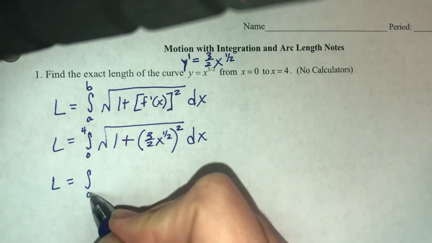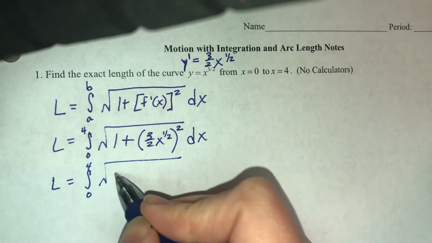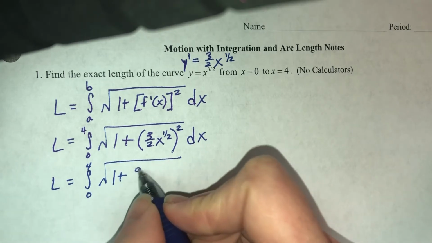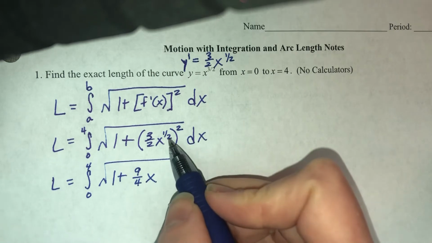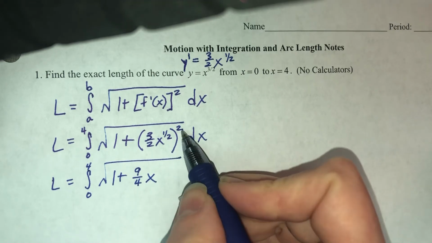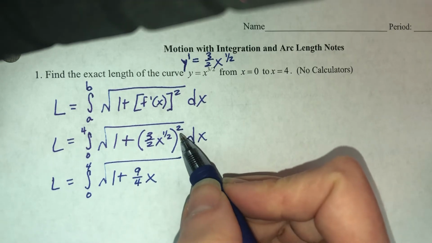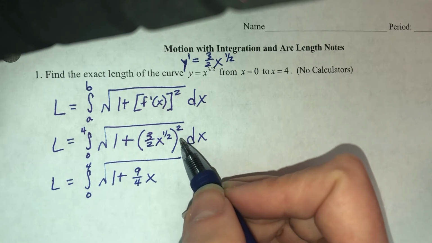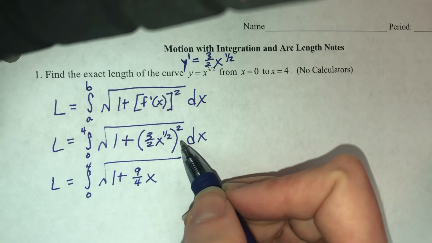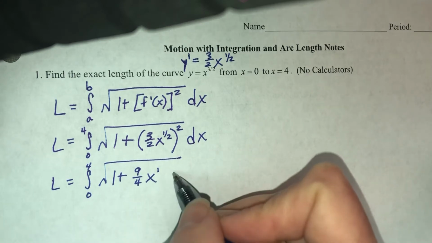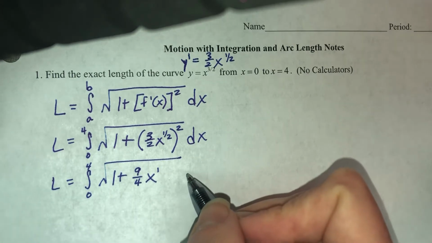So the integral from 0 to 4, square root, 1 plus, this would be 9 fourths x to the, let's see, 1 half squared. When you raise a power to a power, you multiply the power. So 1 half times 2 is 1. And then we're going to have dx.